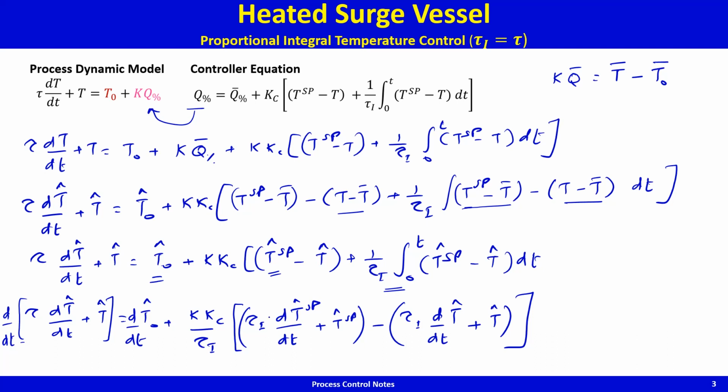Now if you put tau I is equal to tau, some simplifications will happen, and I'll do those simplifications shortly.